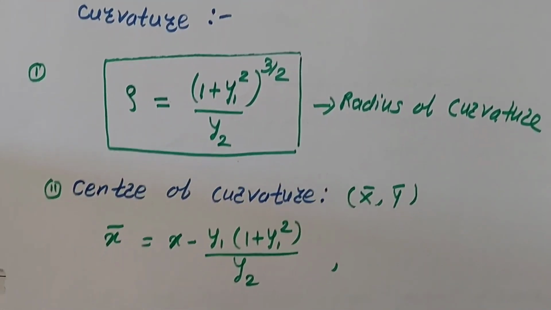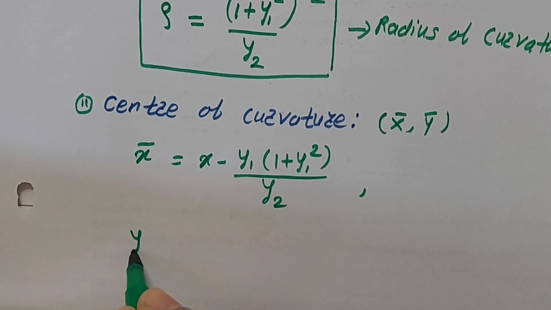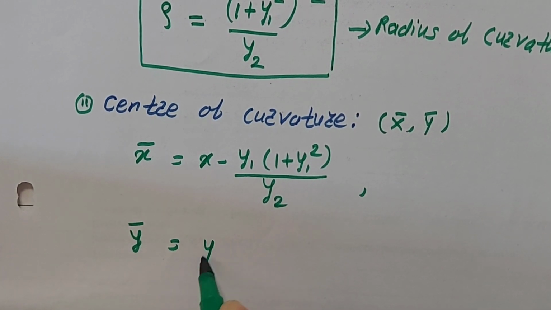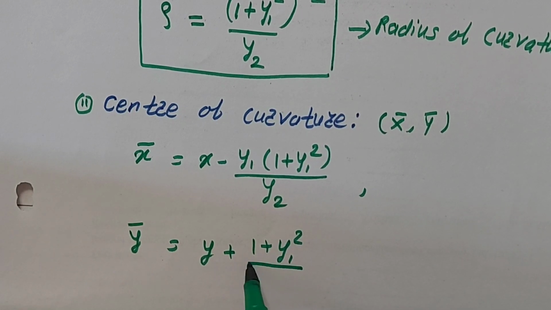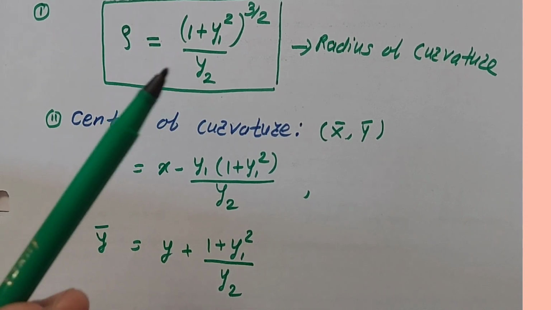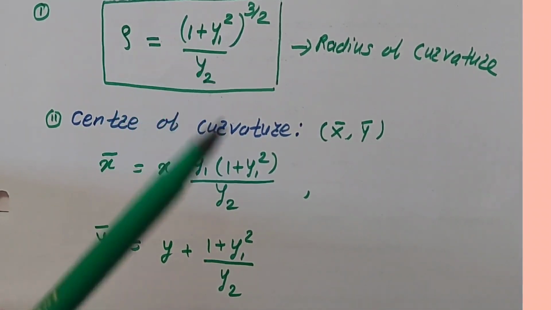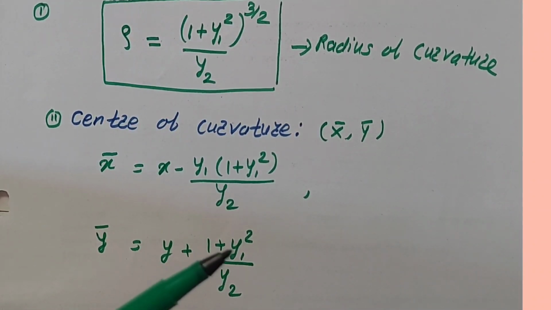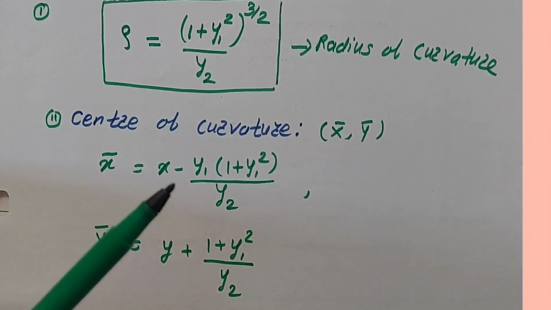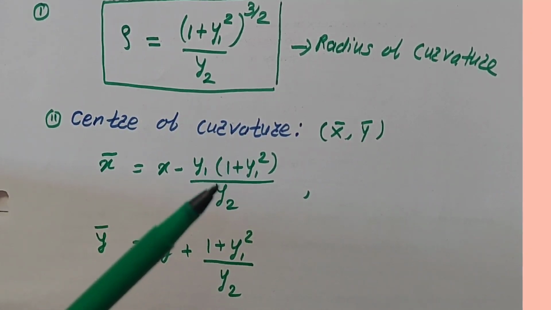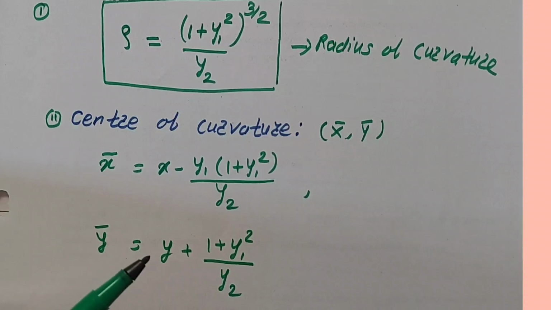And for y bar, it is equals to y plus (1 plus y1 square) divided by y2. Here the radius of curvature contains this term, and the same term appears in x bar and y bar. Just in x bar it is x minus y1 times this term, and in y bar it is y plus this term.